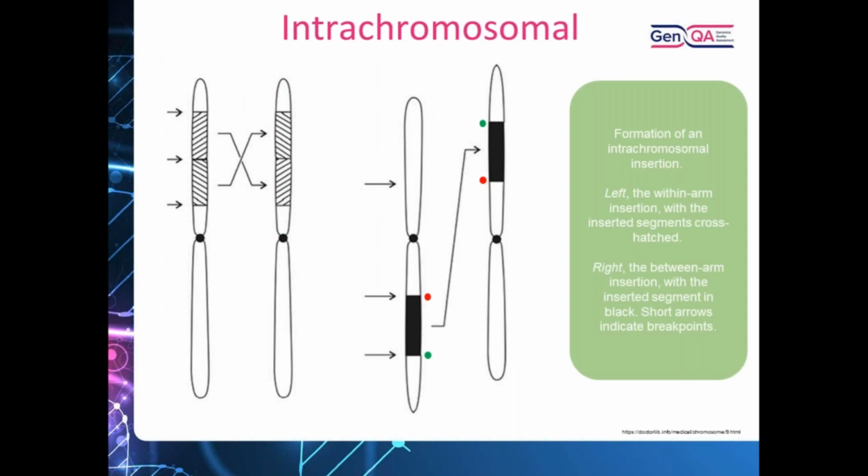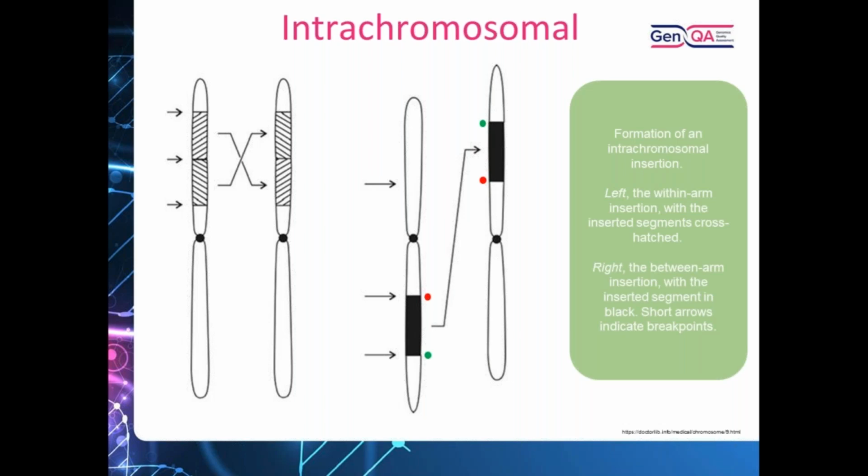So the second type of insertion is an intrachromosomal insertion. This is where the movement of the material is within the same chromosome. Now this can be within the same arm or it can be between arms. And as I say, a direct insertion will maintain the orientation of the segment with regard to the centromere.